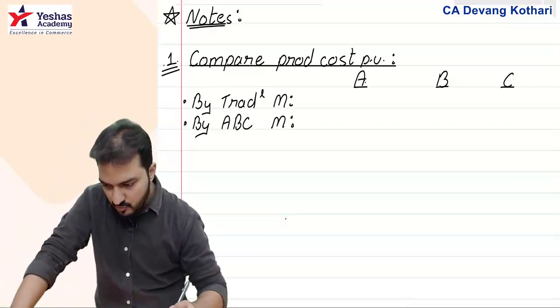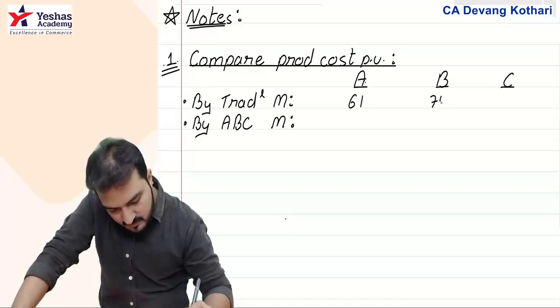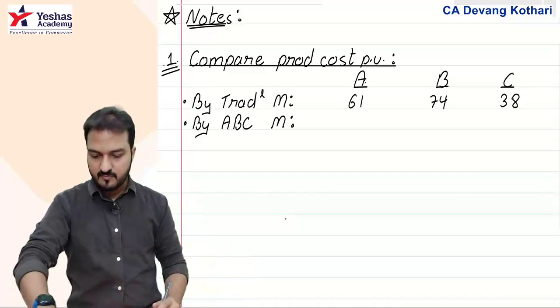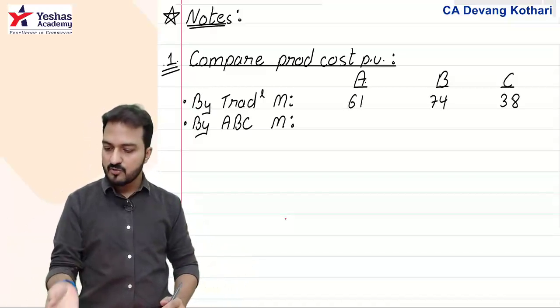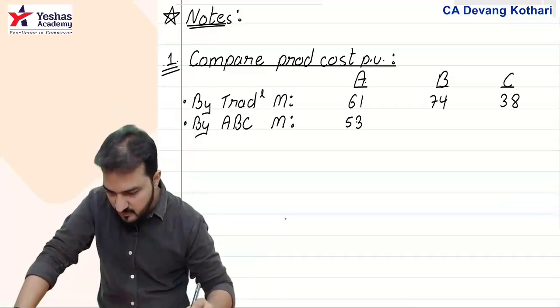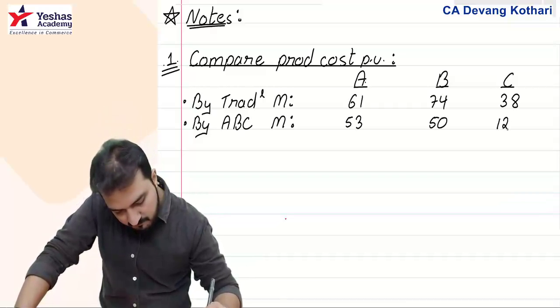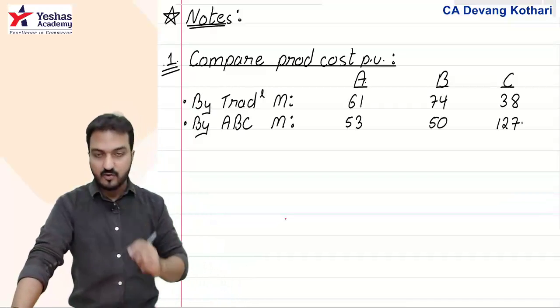By traditional method, you had your product cost as 61, 74, 38. And under ABC method, you got your product cost as 53, 50, and 127 rounded off.